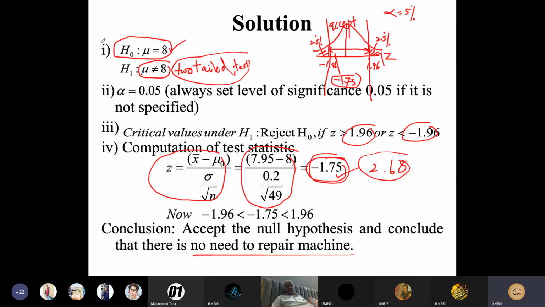This problem is solved in five steps. In the first step we define the null and alternative hypothesis. In the second step, the level of significance. In the third step we define the critical region, the rule. In the fourth step we apply the test, and in the fifth step we do decision making, where we accept or reject.